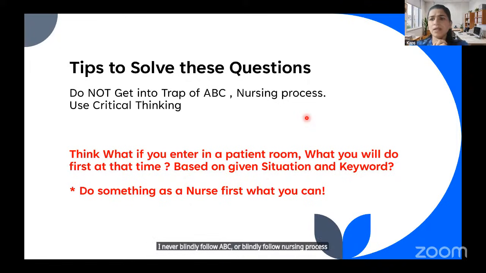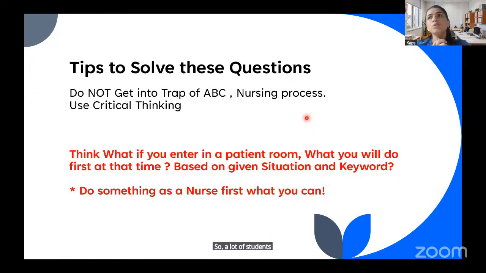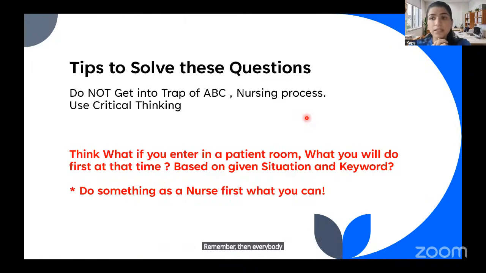What do I mean by that? Especially in the NCLEX, you will most of the time fall into the trap of ABCs and assessment, the nursing process. A lot of students pick the answer, assessment comes first or airway comes first. Don't blindly follow that, because if it were that easy, everybody could clear the NCLEX.